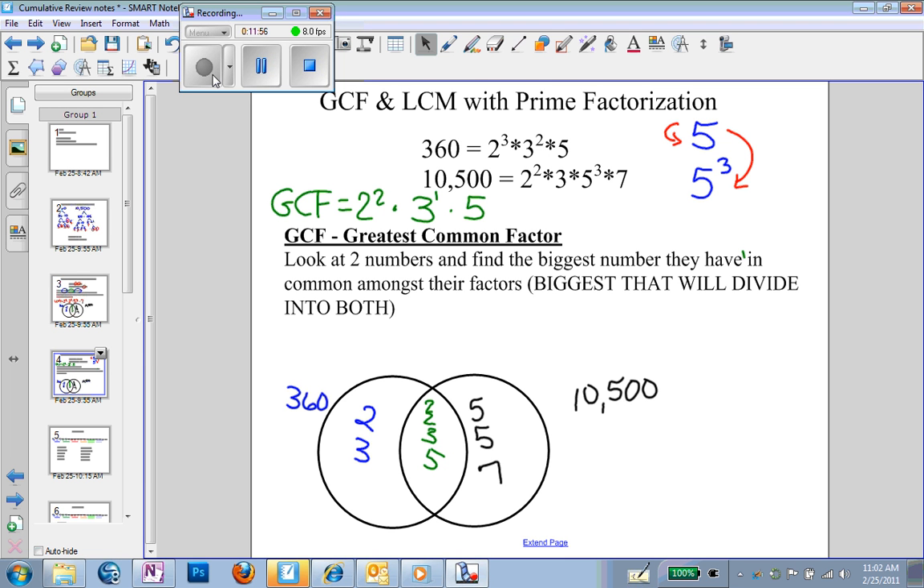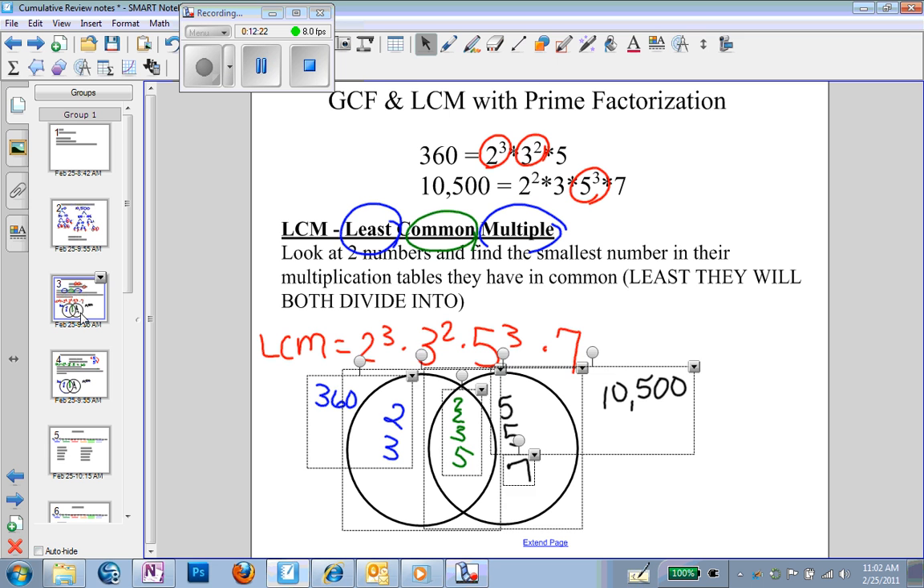Now if we look down in our Venn diagram, we can see the same thing. We have 2, 2, so that's our 2 squared. We have 1, 3, and we have a 5. So you can also use your Venn diagram to find your greatest common factor. And then you just multiply those together. So 2 times 2 is 4 times 3 is 12 times 5 is 60. So our greatest common factor is 60. That's the biggest number that will divide into 360 and 10,500.